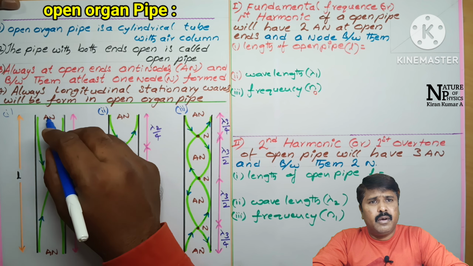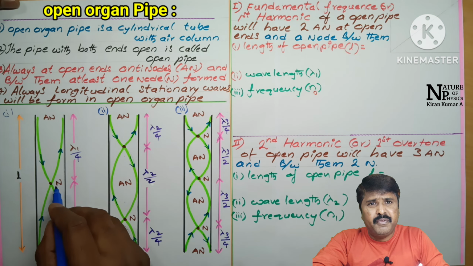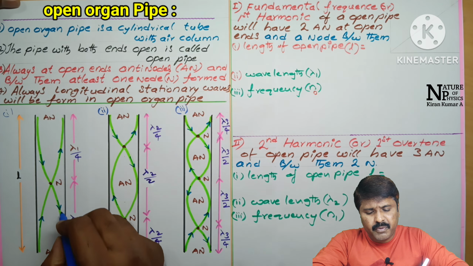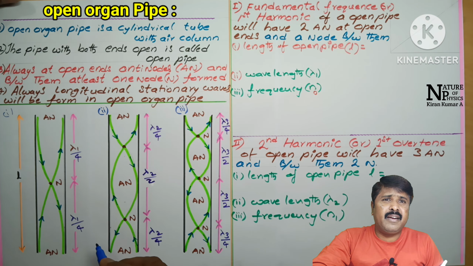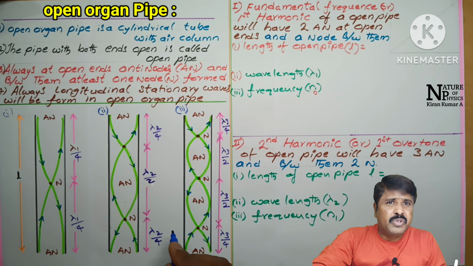See, both ends are open ends, that is antinodes, and between them at least one node is clearly represented. This is the forward wave and this is the reflected wave. The wave gets reflected. I will give the end correction video link in the video description, student.